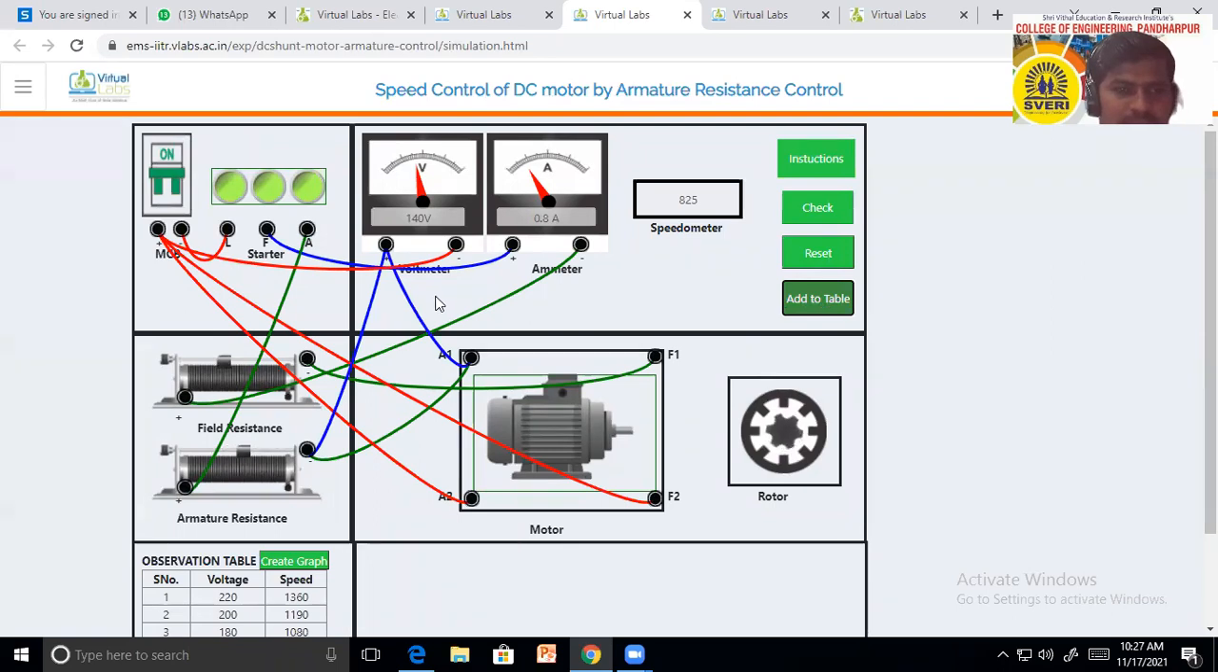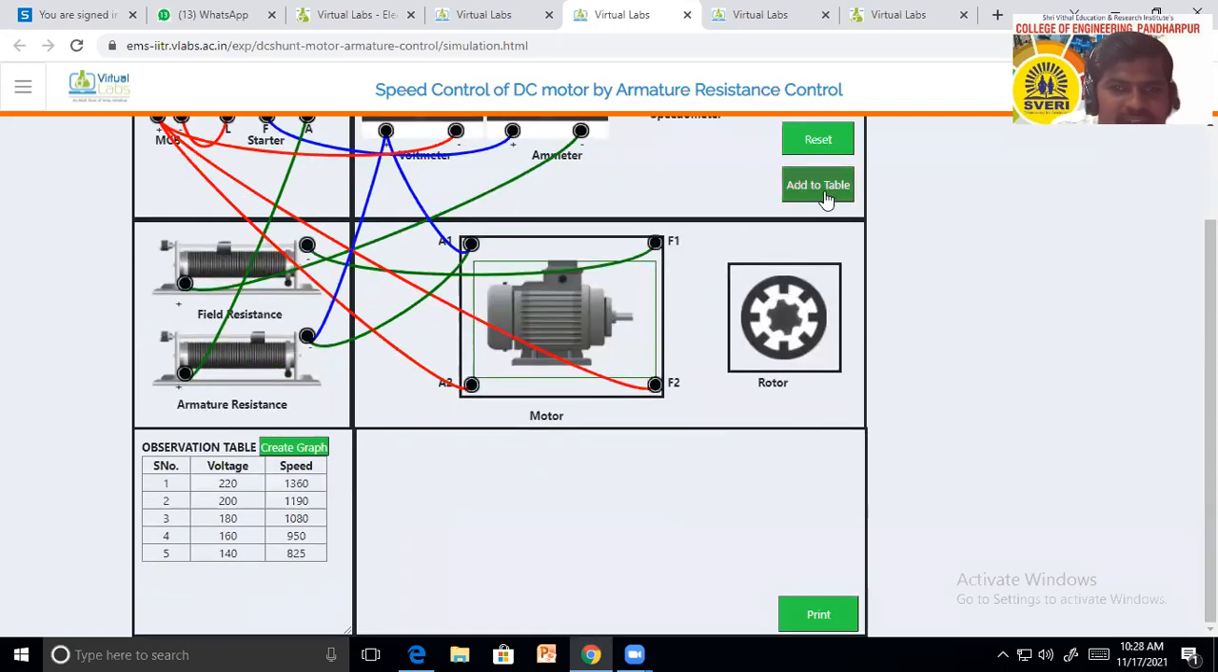Similarly again the voltage will decrease. If the resistance increases, resistance increase झाला, voltage decrease झाला, it is 120, speed is nothing but 690. Just add this value to the table. Okay, so हे relation वरून आहे, याच्यासाठी proof आहे, that N is directly proportional to Eb divided by phi. Okay, so now we want to plot a graph, so just create a graph.